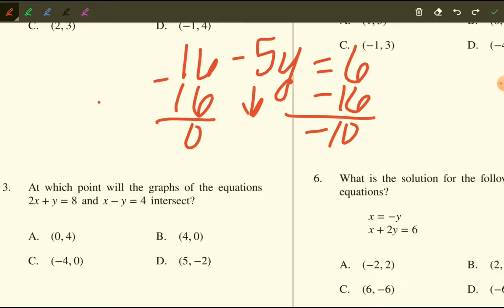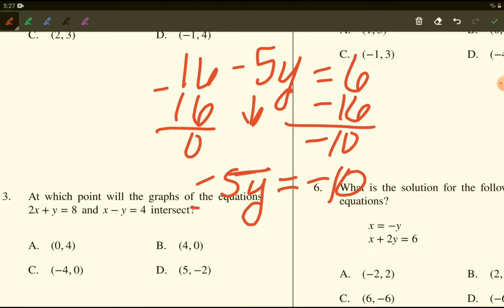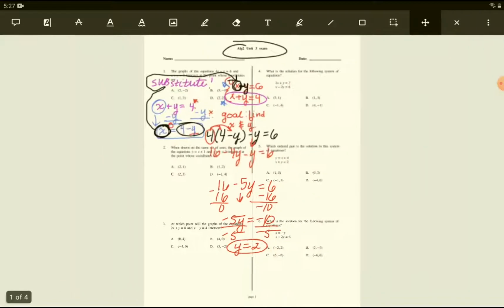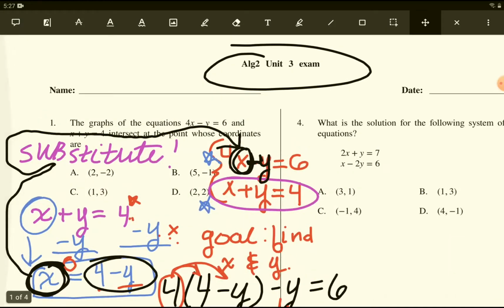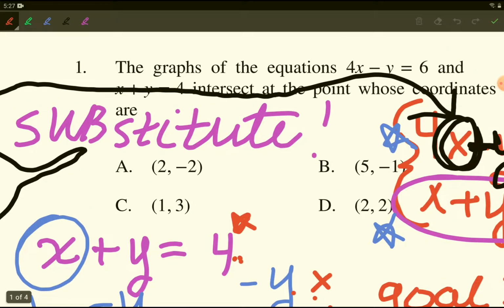Kind of all over the place. And now I have negative 5y equals negative 10. And so I divide by negative 5 to get y equals 2. Okay. So looking back at my answer choices, I can eliminate a few. Y has to equal 2.